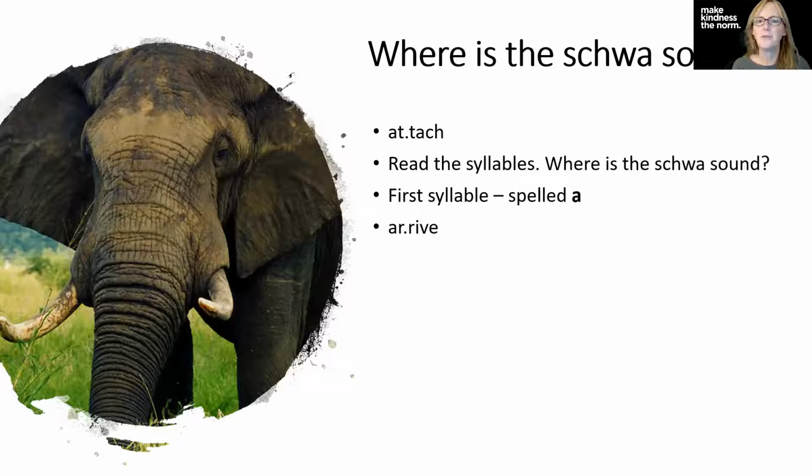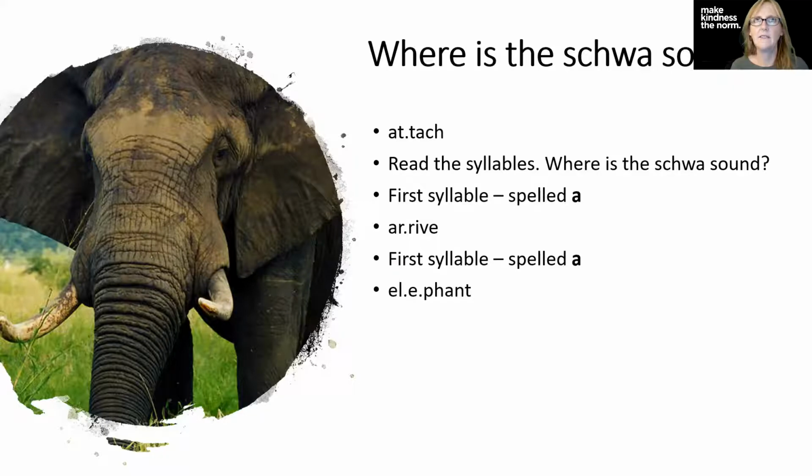Arrive, arrive. So again, we have that first syllable spelled with the letter A, arrive. In the second syllable, rive, we have the long I sound, I-V-E, or long sound.